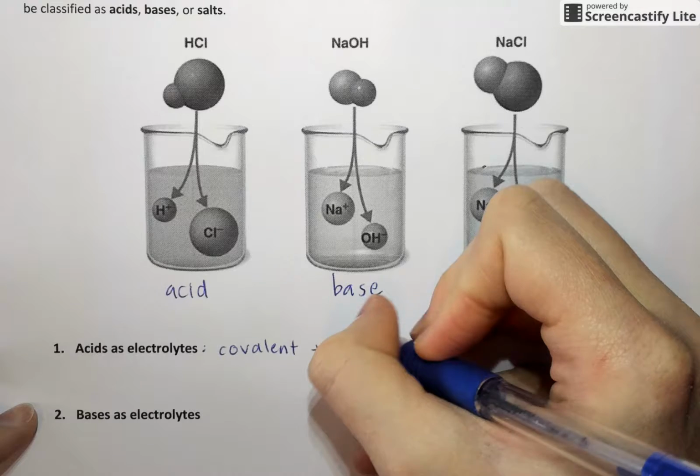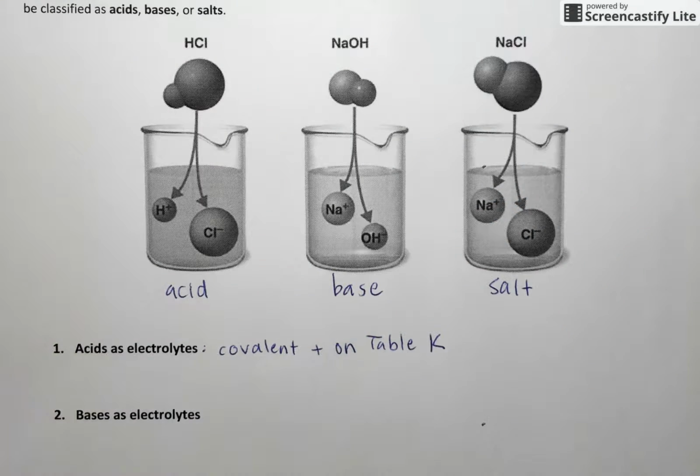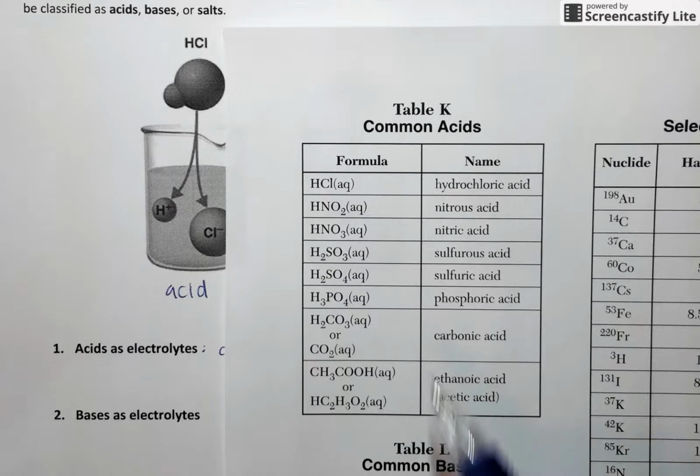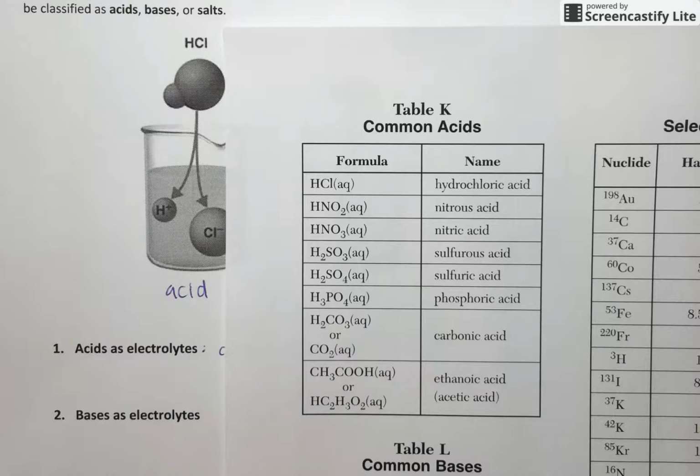and it's going to be listed on table K, right? Because table K tells you a whole pile of examples of acids. They're all covalent compounds because they're all made of all nonmetals, but they do have the capacity to break apart in solution to form that H plus that the Arrhenius definition says they'll make.